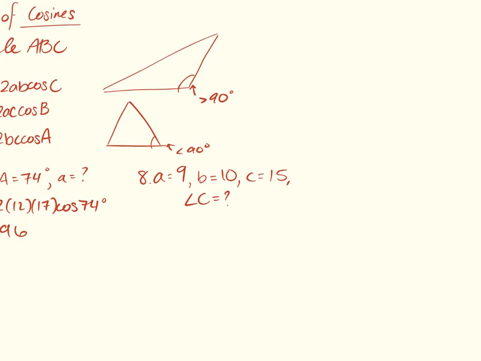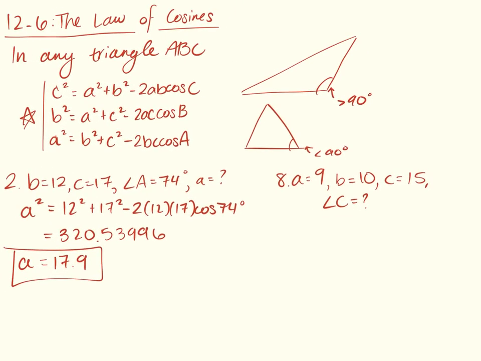Let's look at 8. In 8, they told us that A is equal to 9, B is equal to 10, C is equal to 15, and they want us to find angle C. So all of the formulas that we have on this page here are in terms of a length is equal to this, yes? Which is a problem because what we're looking for is an angle, not a length. But we can solve one of these formulas, or actually any of these formulas, for a specific angle.